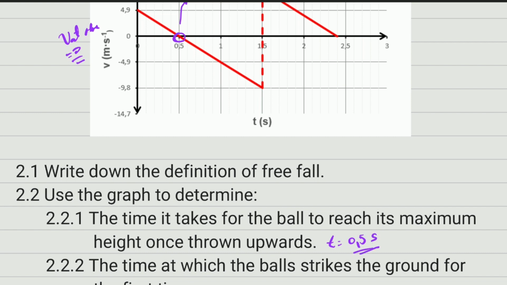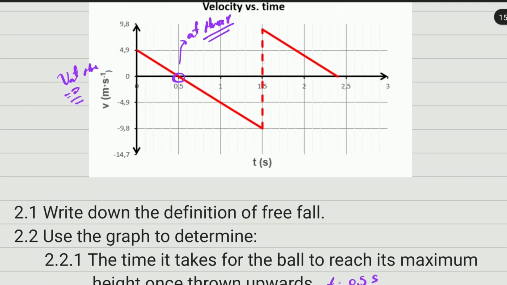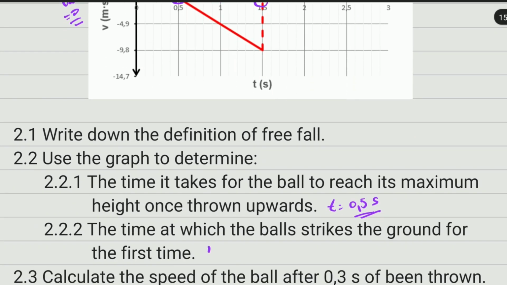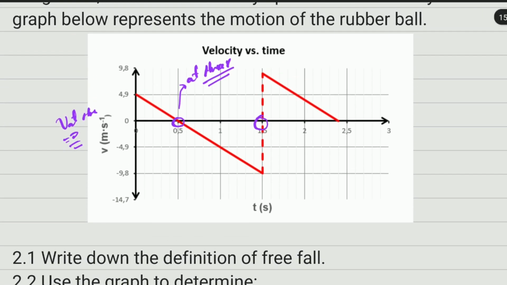And the time at which the ball strikes the ground for the first time. So the first time the ball strikes the ground here, this dotted line means that the ball strikes the ground. So it was at 1.5 seconds. So time is equal to 1.5 seconds. That was the time when the ball reaches the ground. Calculate the speed of the ball after 0.3 seconds of being thrown. 0.3 seconds, it is going to be right here.